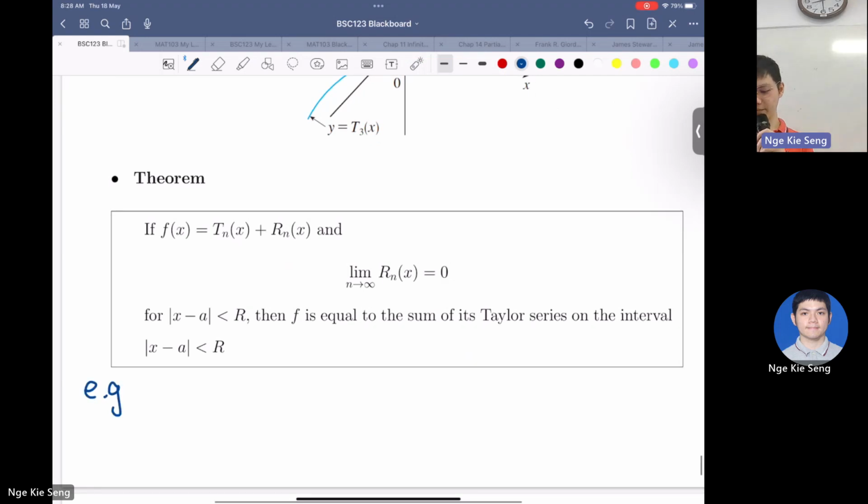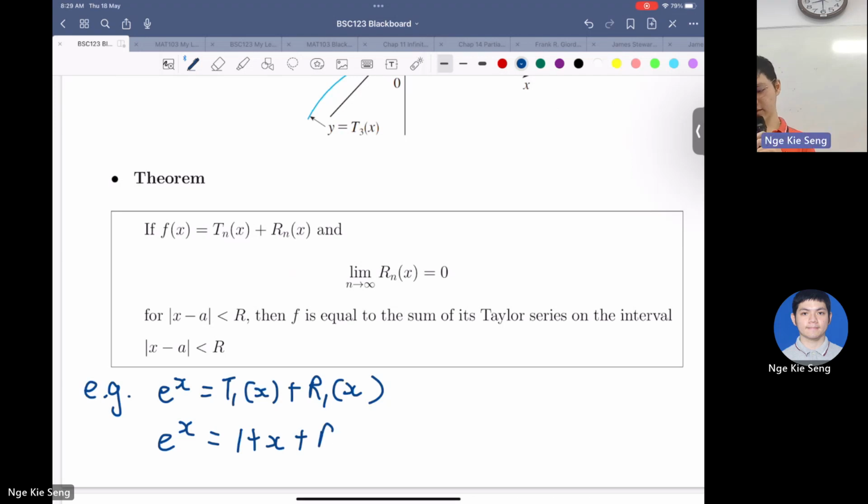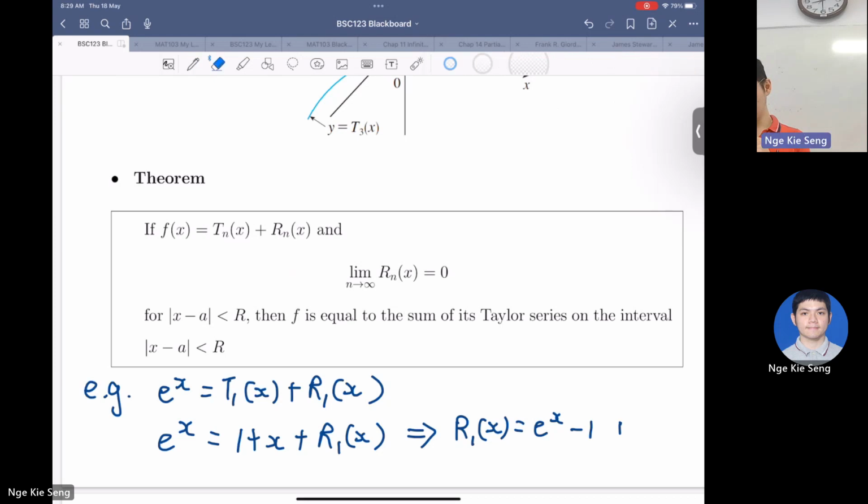So for example, we look at e^x equals T1(x) plus R1(x), correct? What is T1(x), as we mentioned just now? It's just 1 plus x. So in this case, R1(x) equals e^x minus (1 plus x). Okay, so R1 is this.